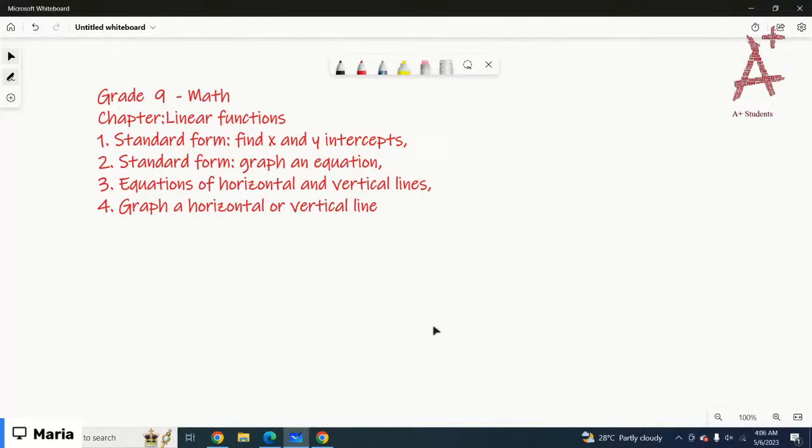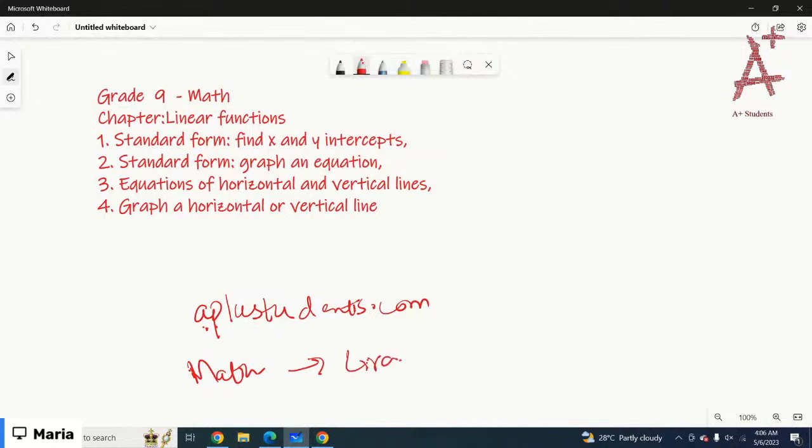We're going to start with grade 9 maths. You can find all the lessons on aplusstudents.com. You have to log in there using your email address, and the password is provided by the administrator. Then you have to select math from the subject tab, scroll down to grade 9, and then click on view all lessons. So let's just start with the first lesson.